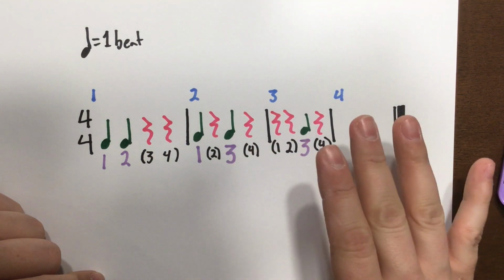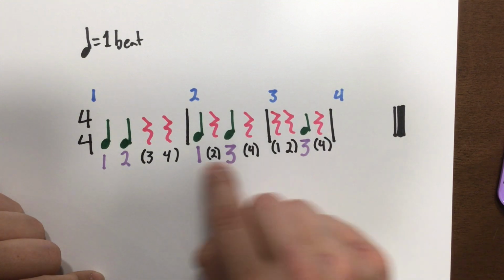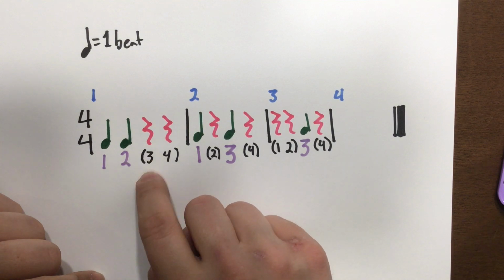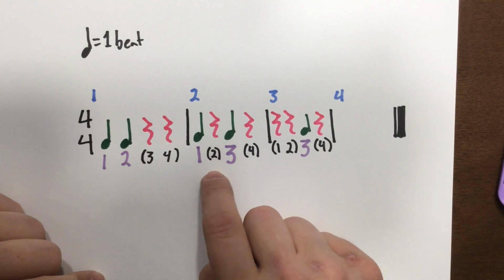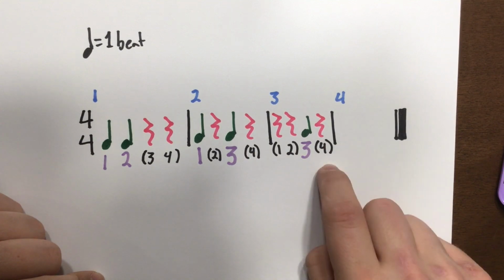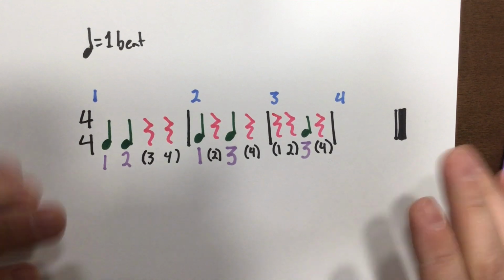Now let's try it without saying rest or shush. Only count the beats, the rests in your head. Ready and go. 1, 2, 1, 3, 3. Okay. Last measure. Let's change it up a bit.